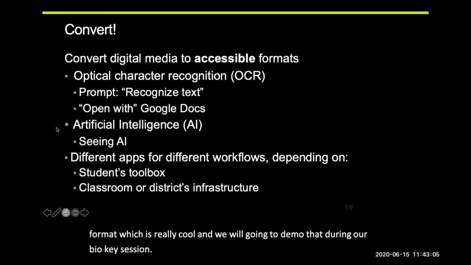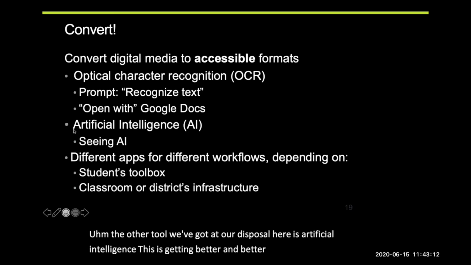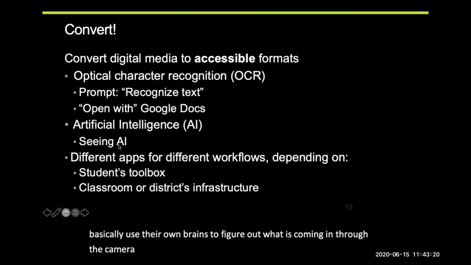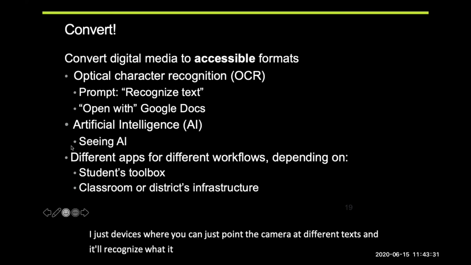The other tool we've got at our disposal here is artificial intelligence. This is getting better and better, where the computer will basically use its own brain to figure out what is coming in through the camera lens. So Seeing AI is an app available on the iPhone where you can just point the camera at different text and it'll recognize what it is. Google Translate also has this feature as well, which I think is very interesting.